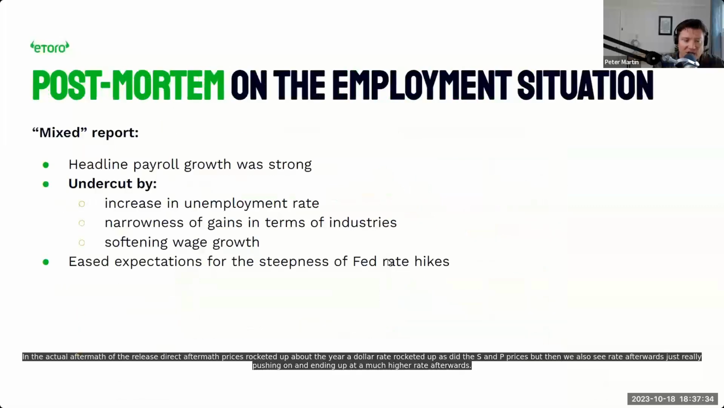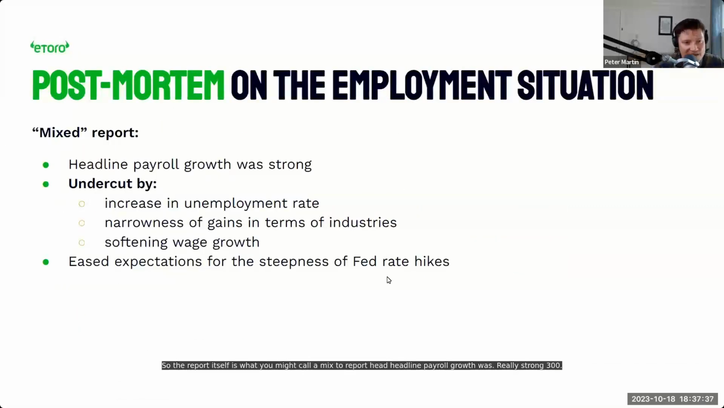So the report itself is what you might call a mixed report. Headline payroll growth was really strong, 300,000 added on, but it was undercut somewhat by that pretty big increase in unemployment, which was unexpected, then a narrowness of gains in terms of industries, and then softening wage growth. So some of the details did play a part ultimately. We saw initially the market responding to the headline numbers, but then some of the detail behind it started to undercut it slightly. And also, it eased expectations for the steepness of Fed rate hikes.